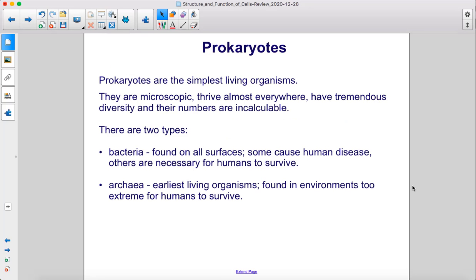Prokaryotes are the simplest living organisms. They are microscopic, thrive almost everywhere, have tremendous diversity, and their numbers are incalculable. There are two types: bacteria, found on all surfaces. Some cause human disease, others are necessary for humans to survive. And archaea, earliest living organisms, found in environments too extreme for humans to survive.